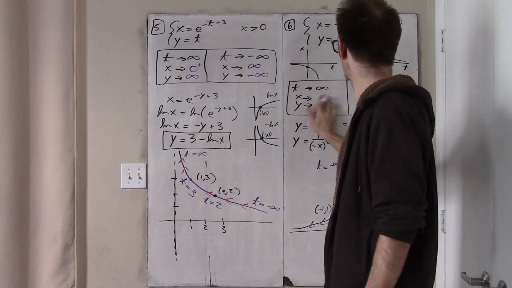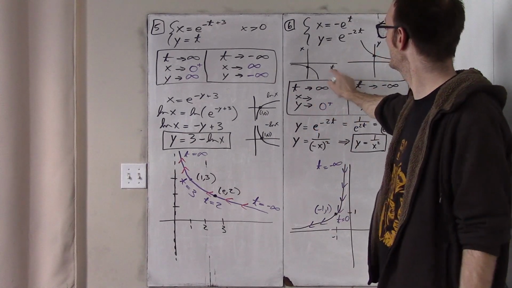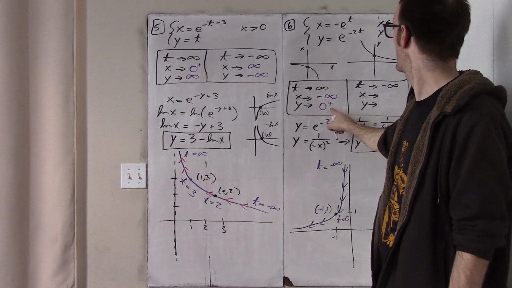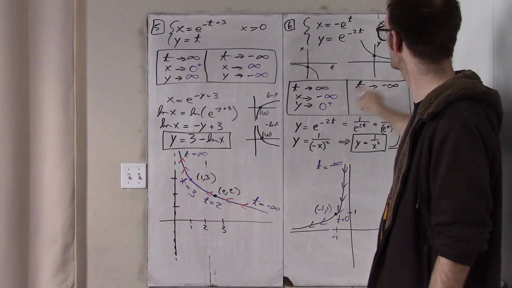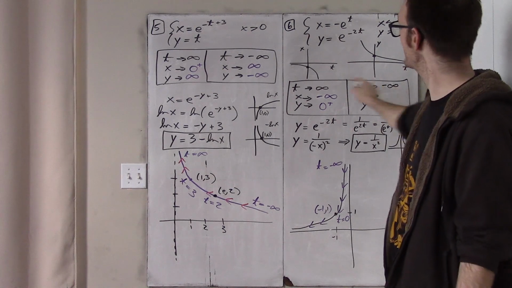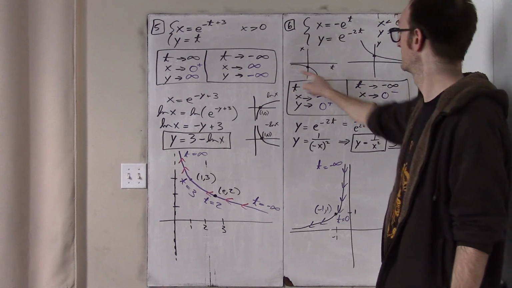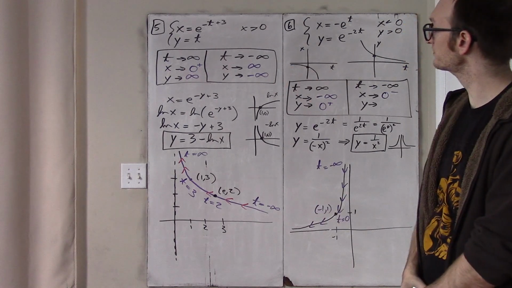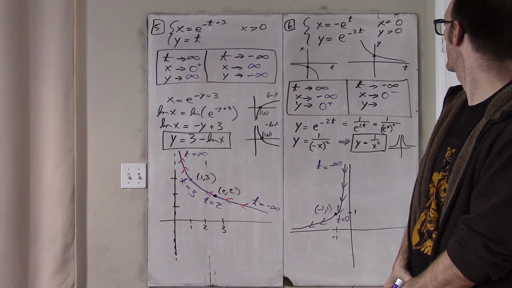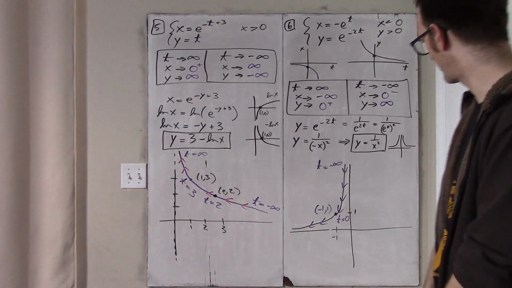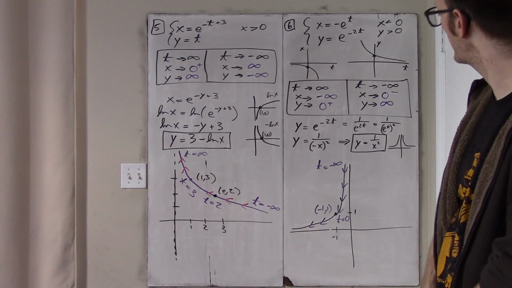As t goes to infinity, x goes to... That's just wrong. As t goes to infinity, x goes to negative infinity, and y goes to 0 plus. As t goes to negative infinity, x goes to 0 minus. That's just a fact. And y goes to infinity. Okay, so I don't even know what I had up there before, but that was just sort of all wrong.